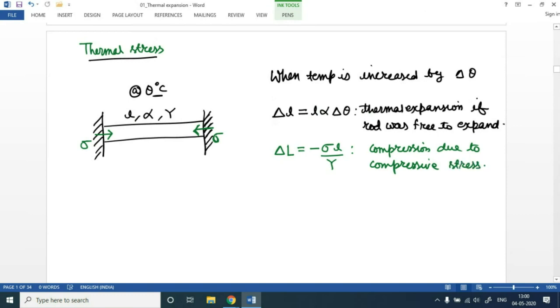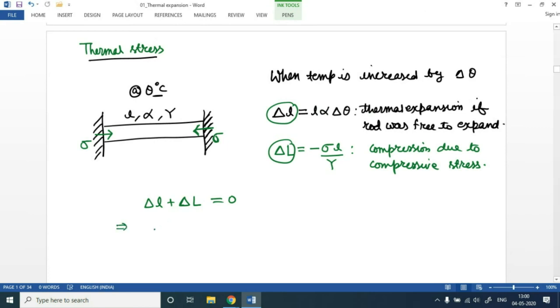Okay, so now the thing to notice over here is the net change in the length of the rod is equal to 0. So the net change in the length of the rod, that would be delta small l plus delta capital L. So delta small l plus delta capital L has to be equal to 0, because this rigid support is not allowing this rod to expand. So this quantity is going to be 0.